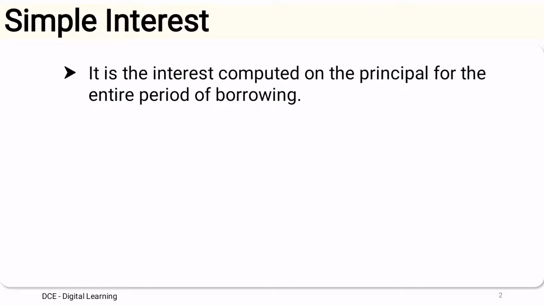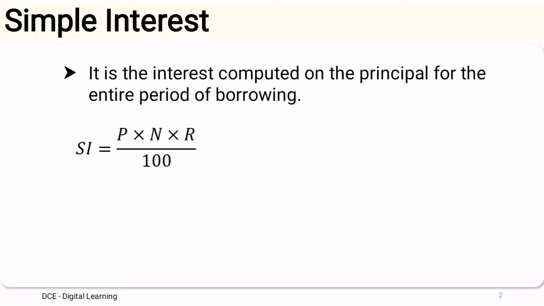Simple interest is the interest computed on principal for the entire period of borrowing. In case of simple interest, we assume that the borrower pays to the lender simple interest at the end of each period. Therefore, interest for the subsequent period will be computed only on the principal amount borrowed.